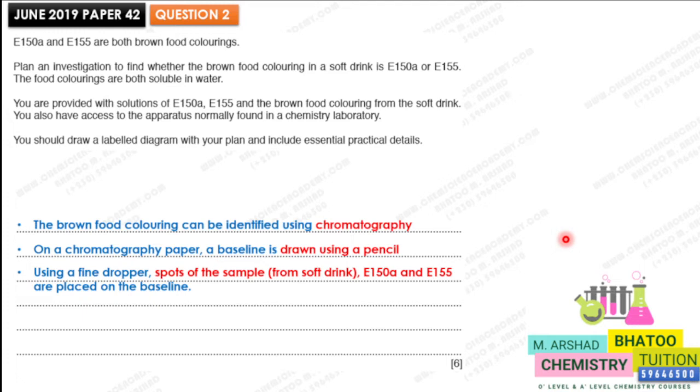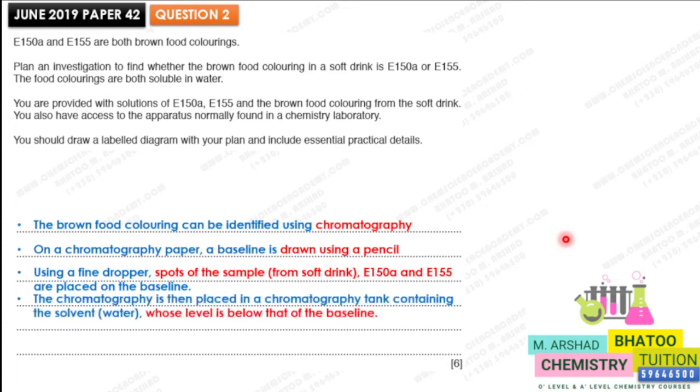But now, very important, the level of the solvent. The level of the solvent should be lower than the baseline. Exactly, it should be below the baseline. That is an important point. So the chromatography paper is then placed in a chromatography tank containing the solvent. Here it is water because everything is soluble in water here. Its level is below that of the baseline. Very important to mention that.